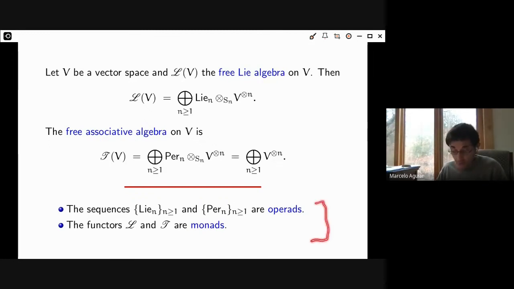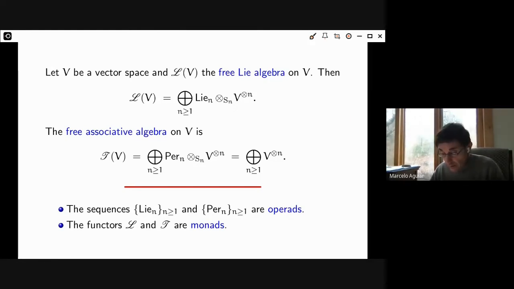These are two equivalent ways of expressing that fact. These two functors are monads, or equivalently, the sequences of representations, well, it's not quite equivalent, but given that the functors have these special forms, then these two statements become equivalent. These functors are monads on the category of vector spaces, or equivalently, these sequences of representations are operads. Those are just names that we do not need for the rest of the talk, okay?